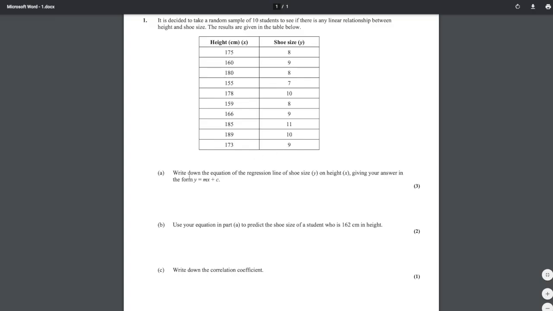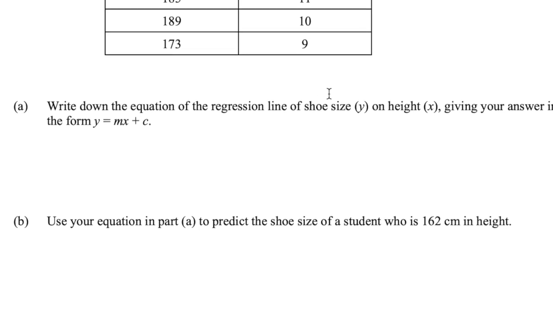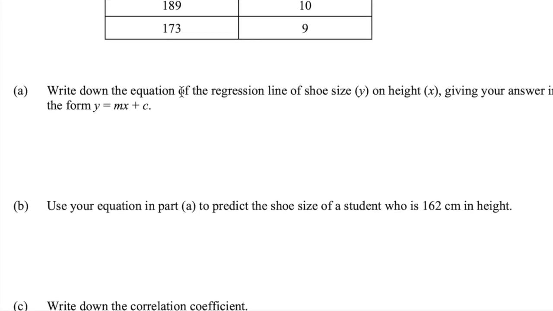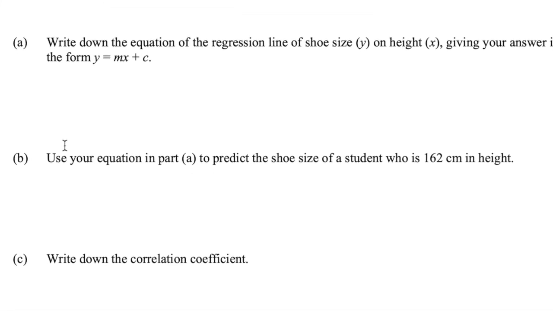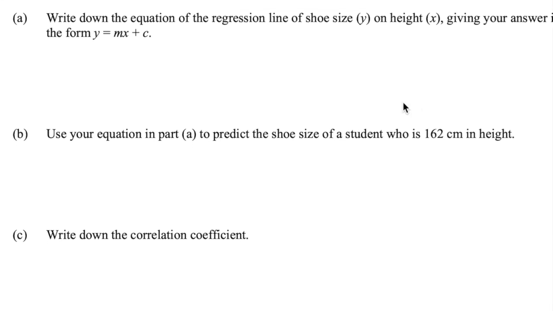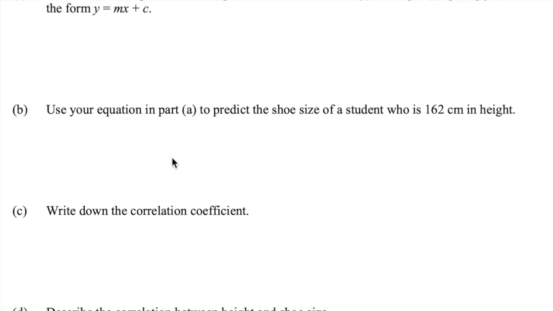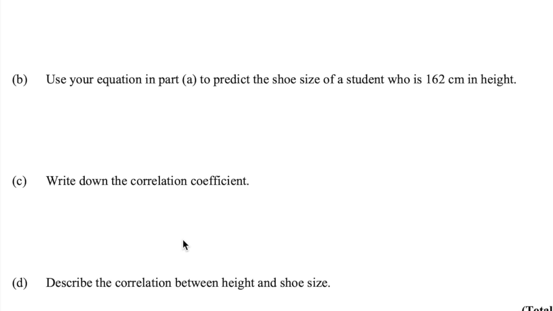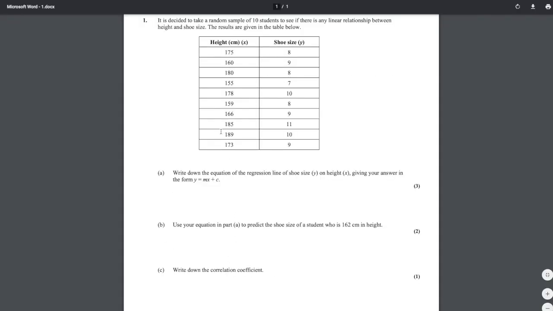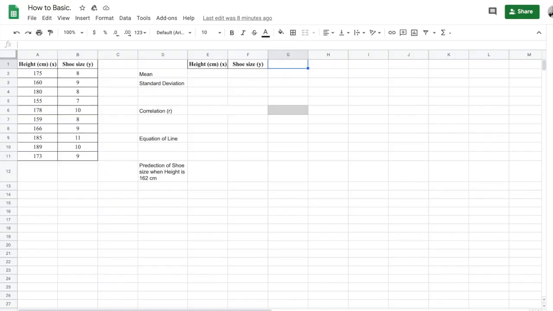What they want us to first do is see if we can find a regression line of the shoe size and height, giving the answer in y equals mx plus c, just a linear equation. Then they want to use our equation to predict the shoe size given the height. They want us to find the correlation coefficient, that's R, and then describe the correlation. Okay, so first thing we need to do is, in Google Sheets, I copied down the table already. So I have everything we need to find here.